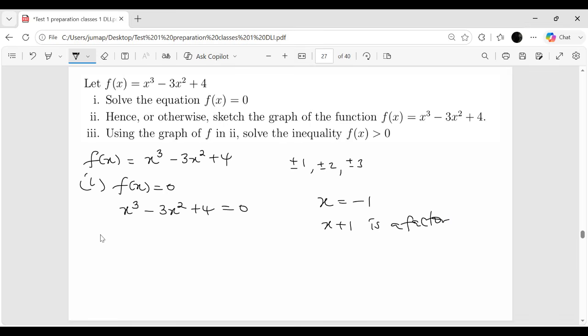Then when you do that, you can use long division or synthetic division. But in this case, let us use synthetic division. Since I've already shown you how to use long division, now let me show you how to use synthetic division.